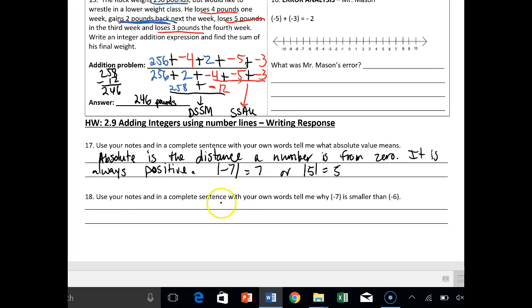And then use your notes in complete sentences. Tell me why -7 is smaller than -6. Think about a number line and think about how, as you move left on the number line, what happens to numbers. Even though they look like they're getting bigger, what really happens to them, right?